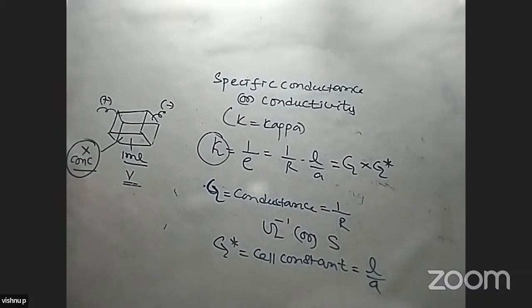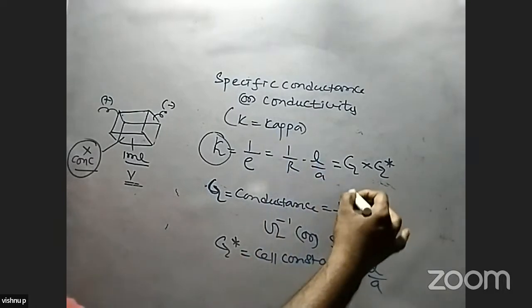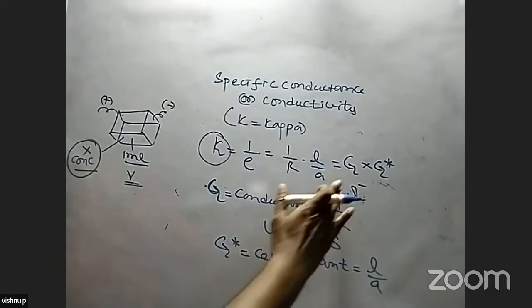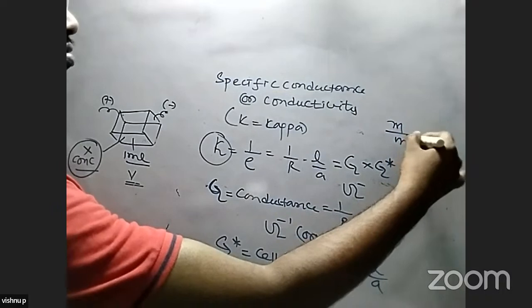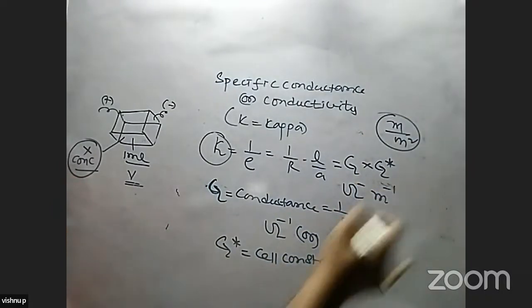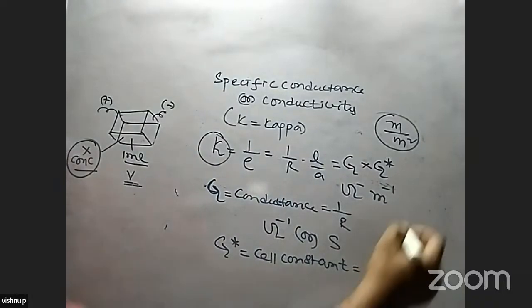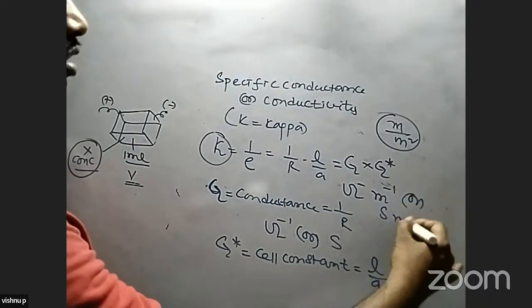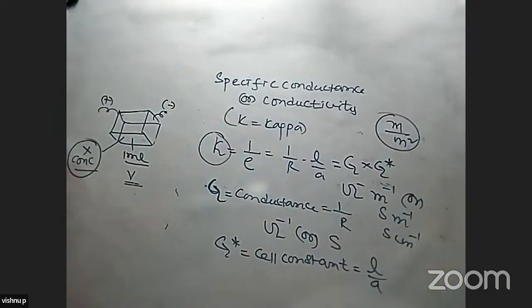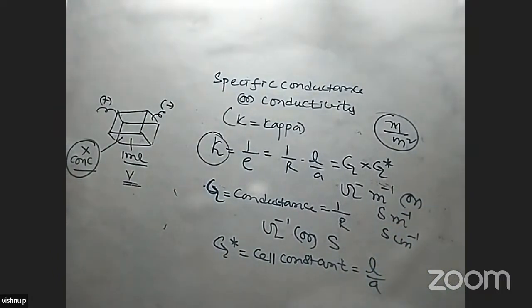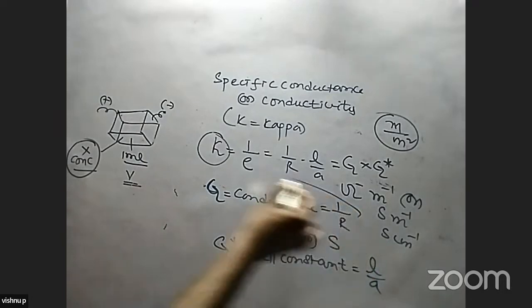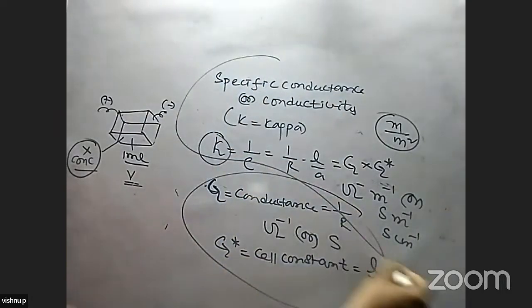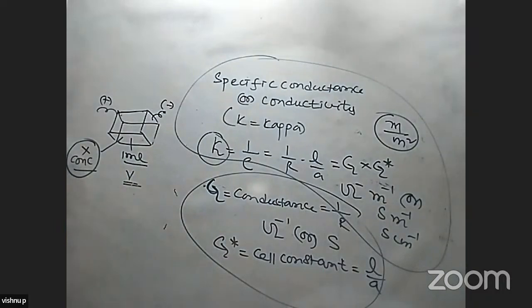What are the units of kappa? For 1 by R, the unit is the reciprocal of ohm. For L by A, we take L in meters and A in square meters in SI units, so the unit is reciprocal of meters or centimeters. So kappa is in Siemens per meter or Siemens per centimeter. And G, the conductance, is in Siemens or reciprocal of ohm. This is the difference between conductance and cell constant.